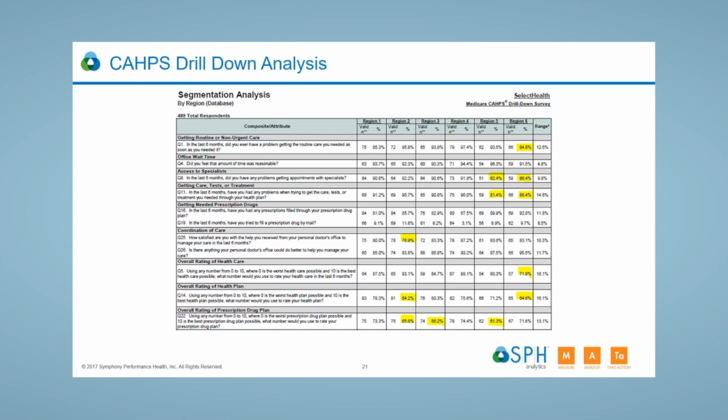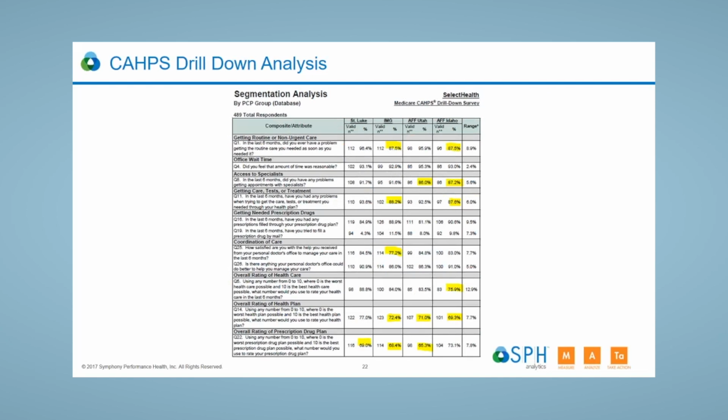Then there's some questions related to office wait time. We'll get into that a little bit more specifically, so I won't focus on that now. Access to specialists, for example, which region is having problems with access to specialists, and that would be region 5 and 6. And you can see on down the different types of questions that we asked, and we'll get into some of those more specifically. So let's move on to the next slide.